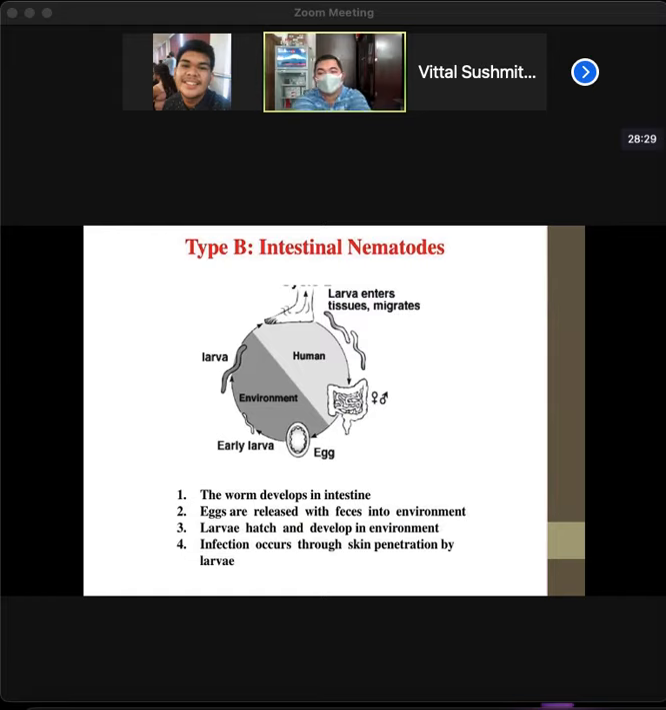Aside from the other nematodes, we have these intestinal nematodes. This is the common life cycle. It will enter through broken skin or tissues, then migrate to other areas, for example our intestine. They produce eggs, and from the produced eggs, they hatch in the environment, and the cycle goes on.